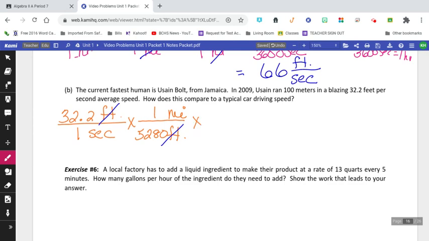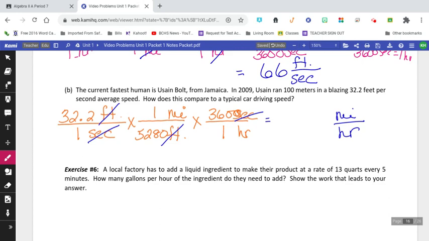What would you multiply by to change seconds to hours? So seconds would have to go in the top. Hours would have to go in the bottom. And we know, again, from the previous problem, there are 3,600 seconds in 1 hour. So the seconds would cancel. And look what I'm left with, miles per hour.